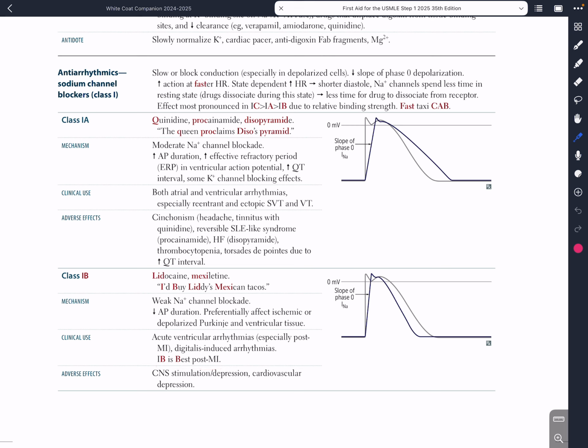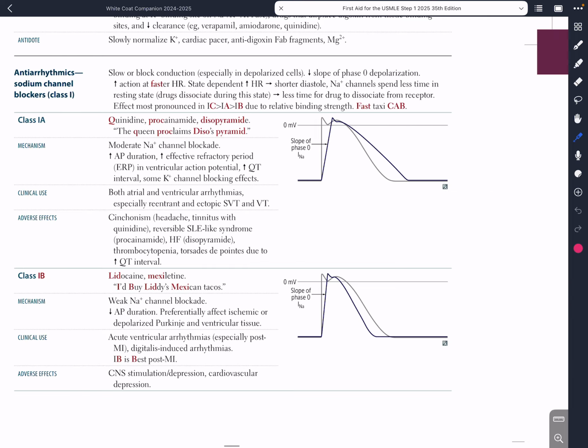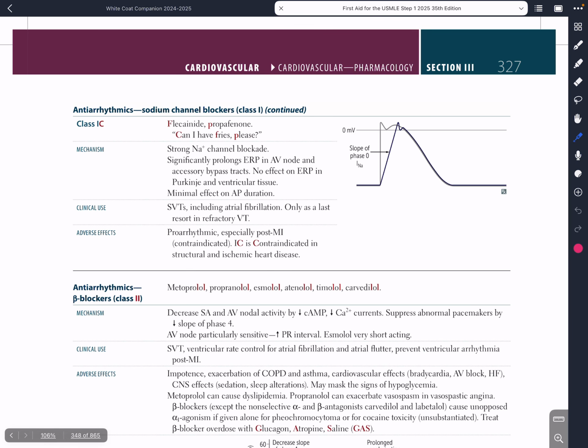Adverse effects of class 1B are CNS stimulation, depression, and cardiovascular depression. Class 1C are flecainide, propafenone.